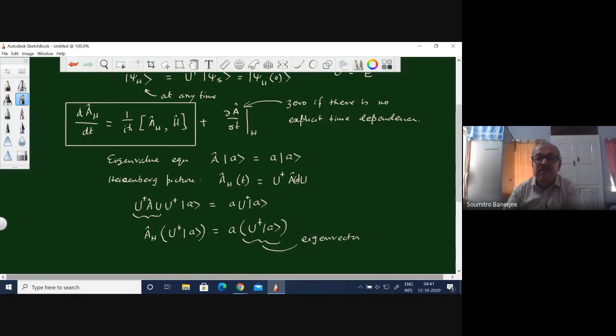The eigenvalue remains the same, but the eigenvector changes. And since U dagger has a time dependence, the eigenvectors are also time dependent. You might, in your mind's eye, picture things like this. Suppose I have a coordinate system like this. I'm just drawing 2D, so it's easier to picture. And I have the vector psi like this.